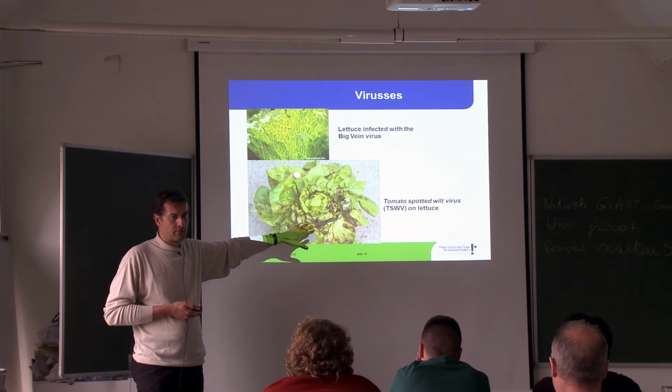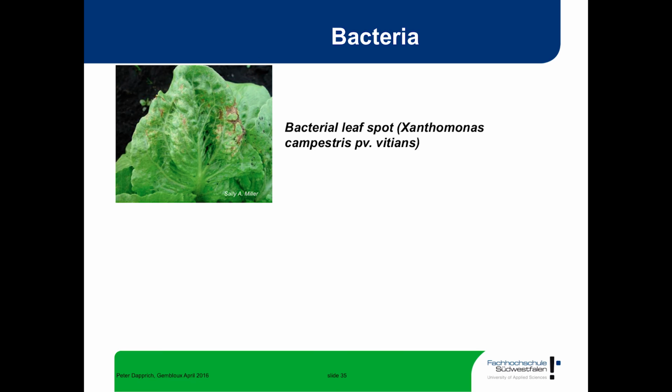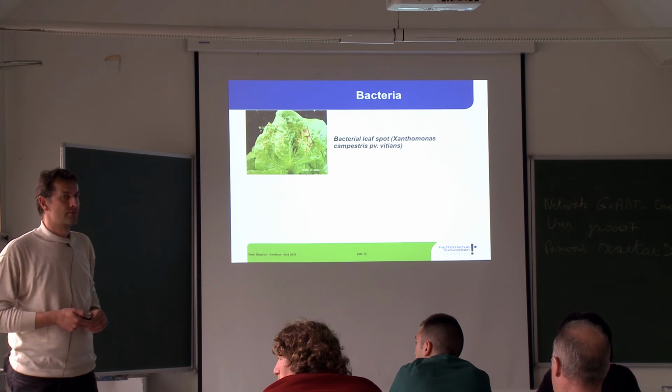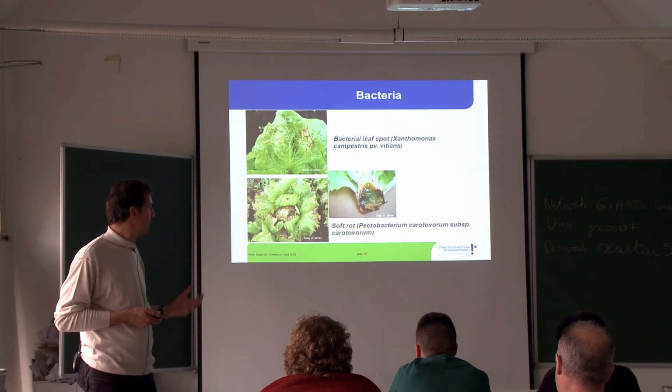Keep this shortcut for the Koch's postulates in mind. Bacterial leaf spot, Xanthomonas campestris pv. vitians. This pathovar is pathogenic to lettuce. The pathovar graminis is pathogenic to grass. Soft rot, another bacterium. If you see this picture, you know why it's called soft rot. It starts to slime. The entire plant, in fact, gets, well, diluted.